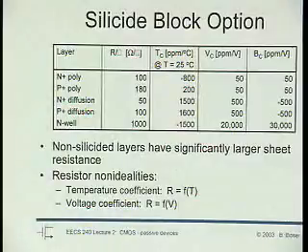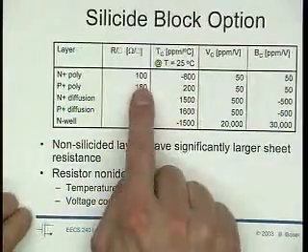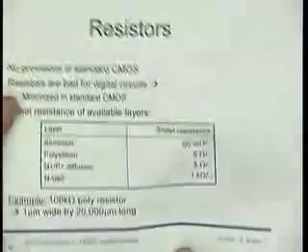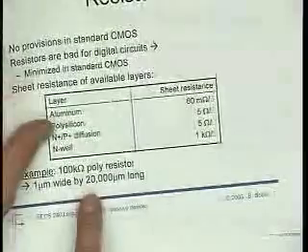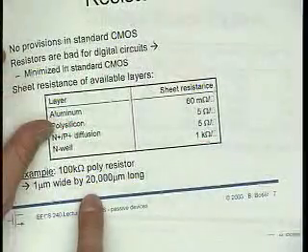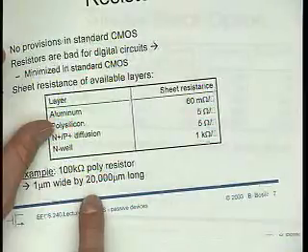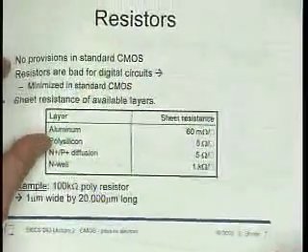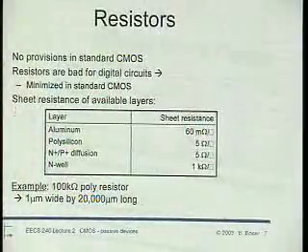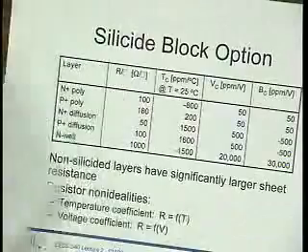So if we want to make a resistor, then we use this non-silicided stuff. Because here we have 100 instead of 5 ohms per square. If you go to our example from the previous slide here, this would drop by a ratio of 100 over 5, by 20. So instead of needing 20,000 micron, we need now 1,000 micron. Still not small, but you know, it's no longer entirely sort of ridiculous. Okay.